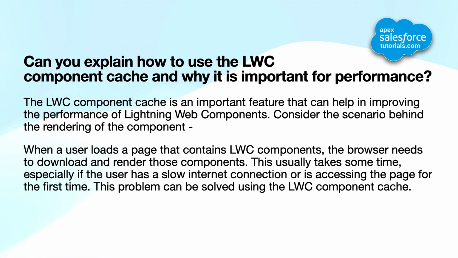This superhero feature stores copies of those components right in the browser's cache, like saving your favorite website for quick access. So, instead of downloading them every time, the browser just grabs the cached copies lightning fast. What does this mean for users? Faster page loads and a smoother experience overall. And guess what? It's easy to activate. Just use the wire decorator with getRecord or getListUI wire adapters, and boom, instant performance boost. It's like giving your app a turbocharger.